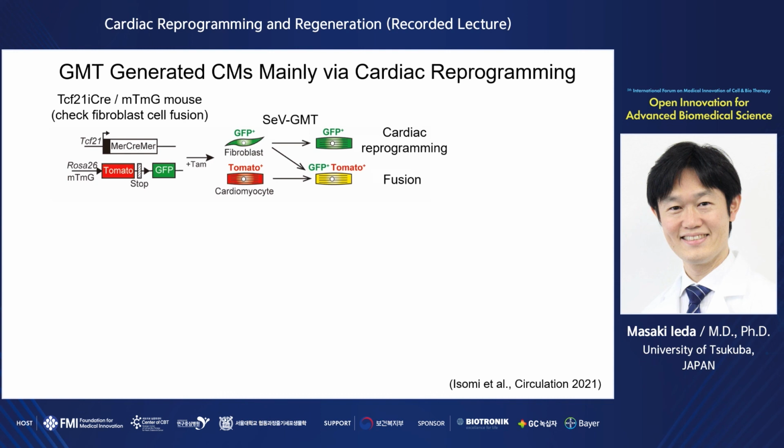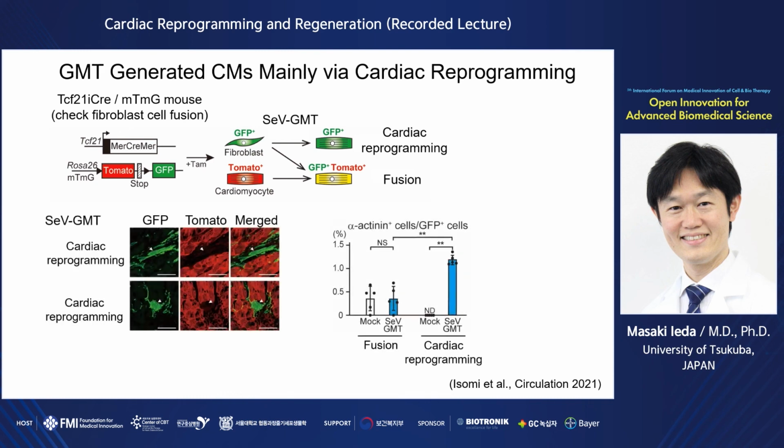So this indicates cell fusion. This is the first study to demonstrate whether in vivo cardiac reprogramming is truly cardiac reprogramming or cell fusion. And we checked this, and we found that almost 80% of the regenerated new muscle cells are due to bona fide cardiac reprogramming. As you can see in the left panels, the green cells did not express tomato, and the lower panel is the same. So these results indicated that overexpression of GMT generates cardiac myocytes mainly via cardiac reprogramming. The right panel indicates the quantitative data of cardiac reprogramming and cell fusion, and we found that around 70% of the cells are bona fide cardiac reprogramming. So this was published this year in Circulation. So we now confirm that we can generate new muscle cells from cardiac reprogramming.